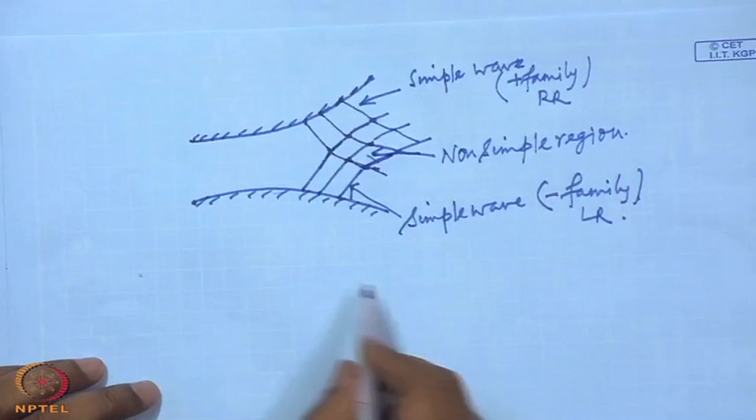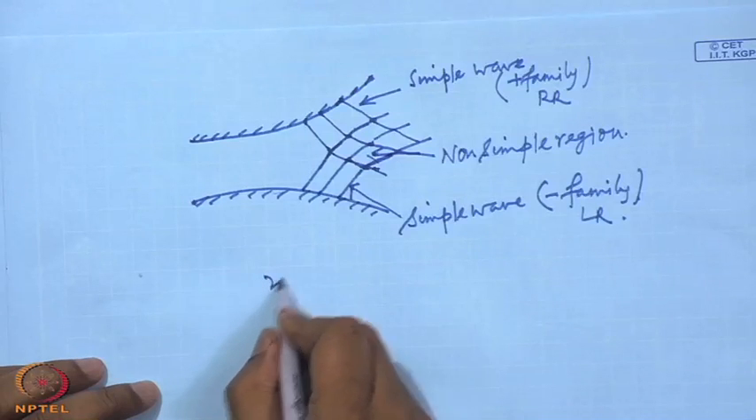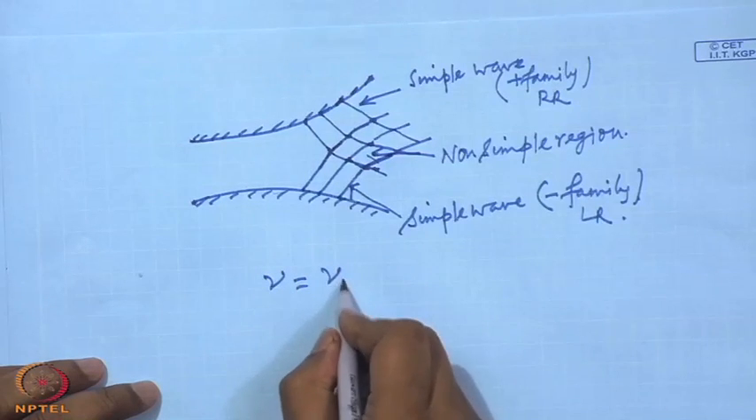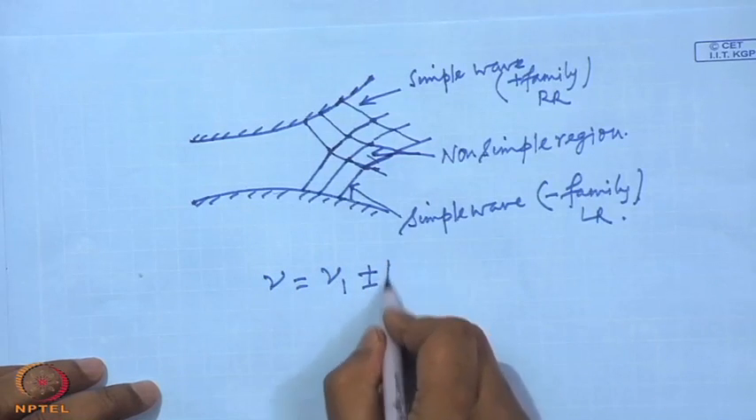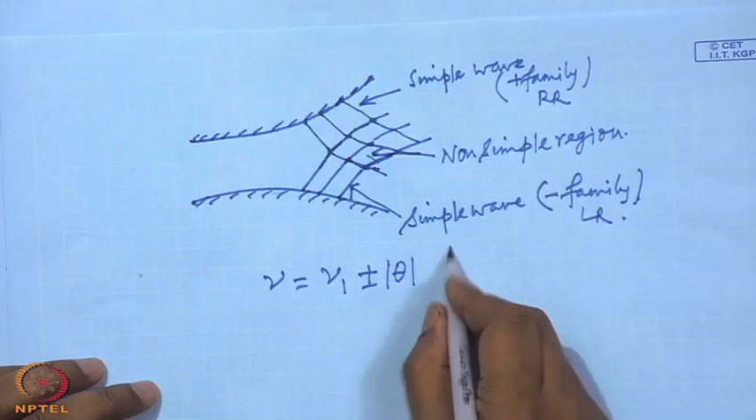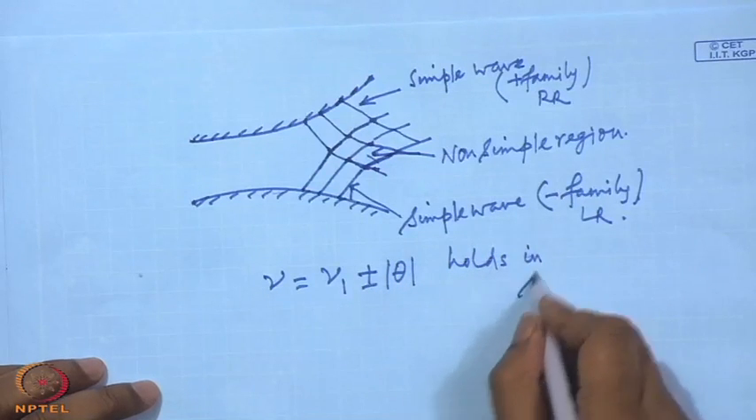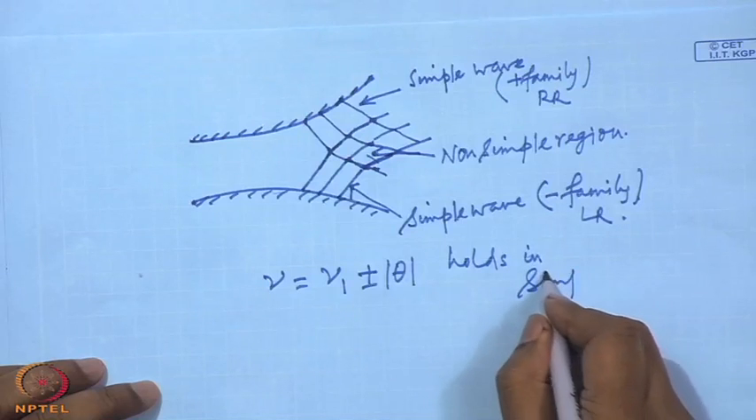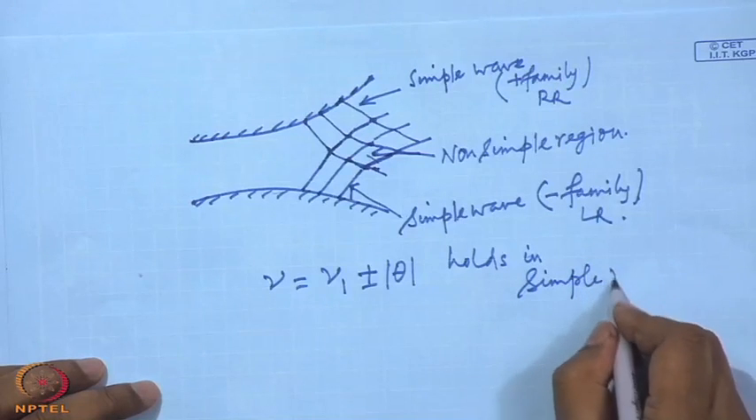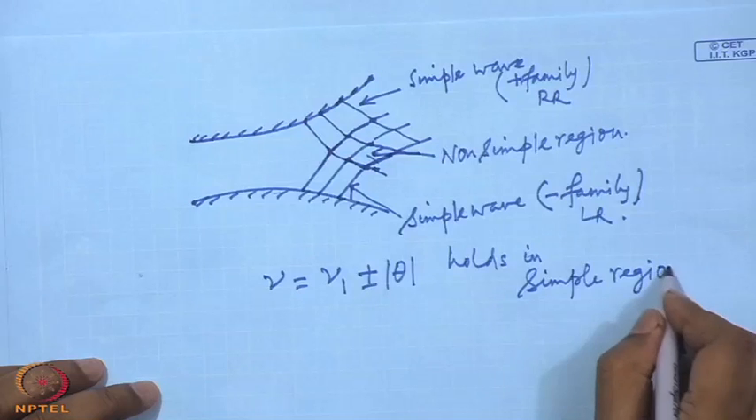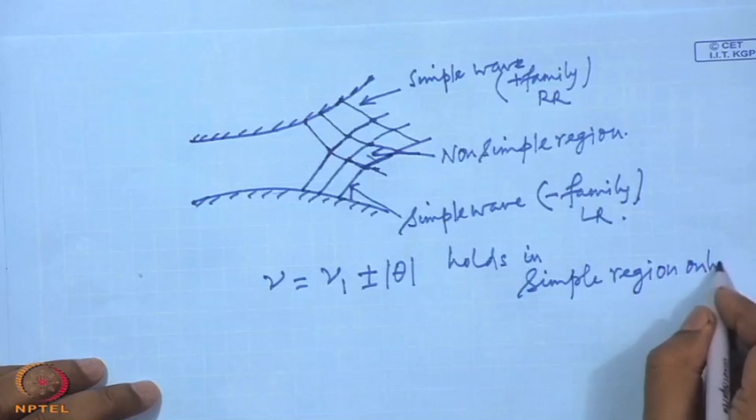And the relationship nu equal to nu 1 holds in simple region only.